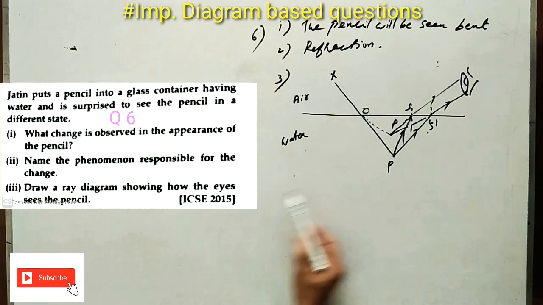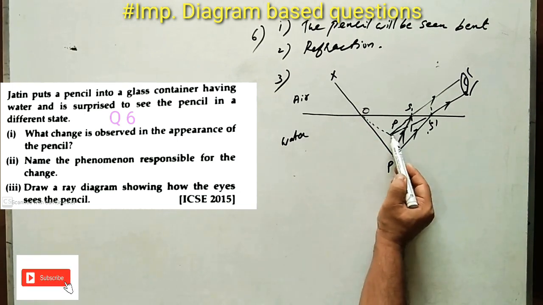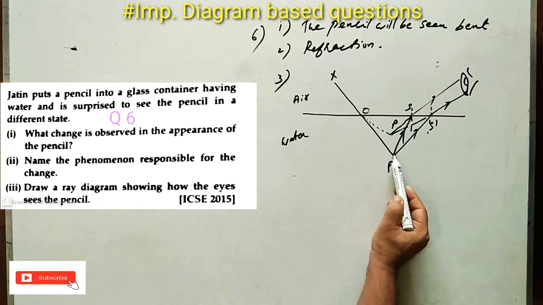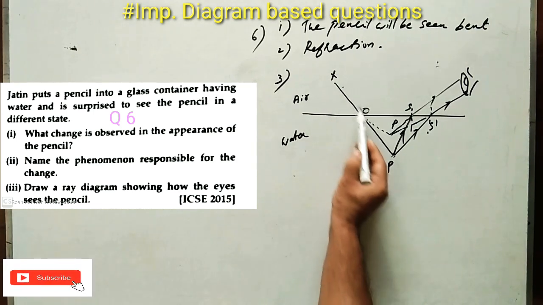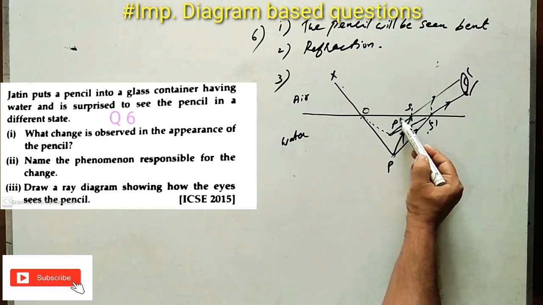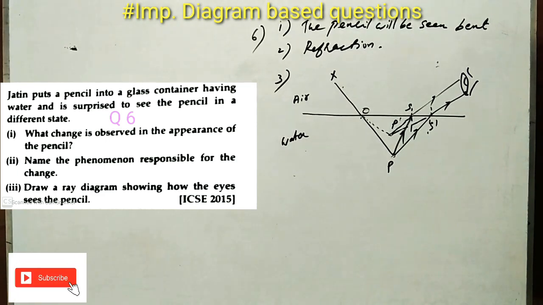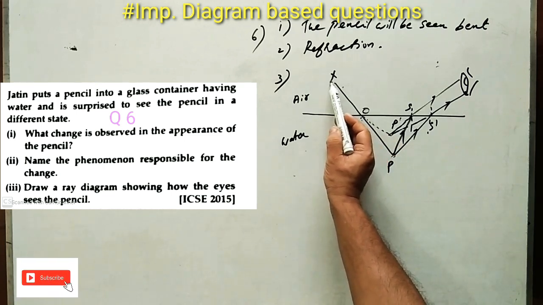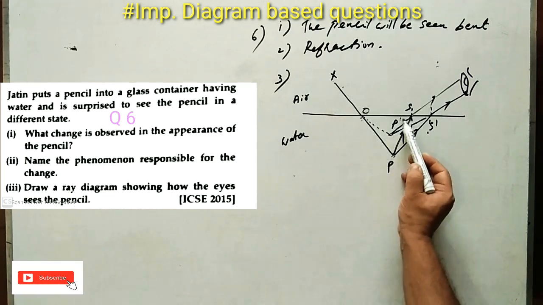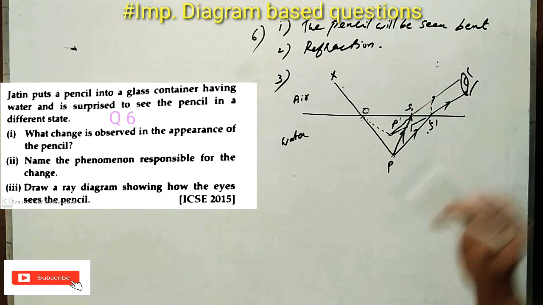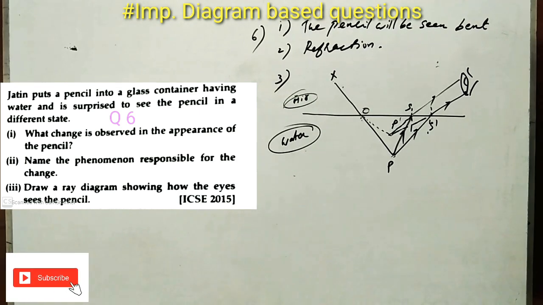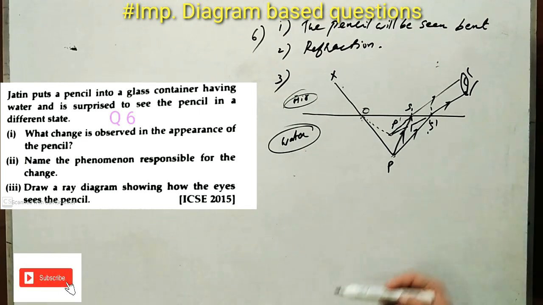And the pencil appears to be bent at the point O. The real pencil is XOP. The pencil appears to be bent as XOP dash. Clear? So the pencil appears to be bent at the point O, and the virtual image of the pencil, XOP dash, will be seen by the observer. So we have completed the ray diagram. This ray diagram is very important.